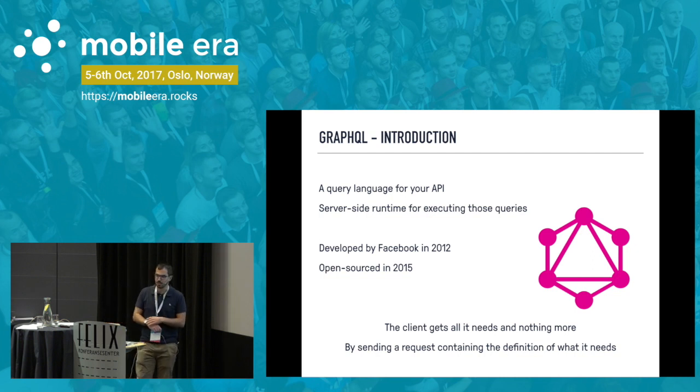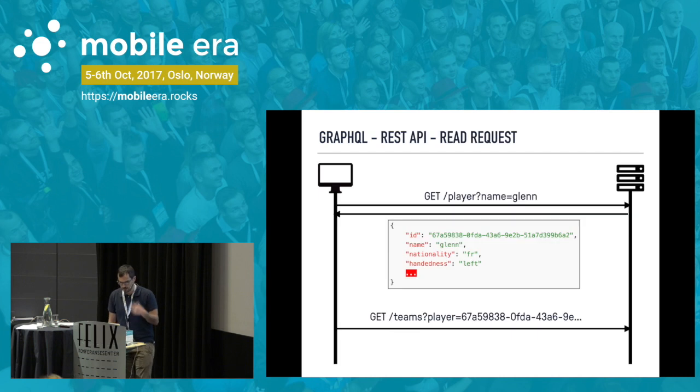For the story, it was developed internally by Facebook in 2012, and they open sourced their specifications and their implementation in 2015. But if I had to sum up the idea, it is that the client gets back from the server all it needs and nothing more. And to do that, it sends a request containing the definition of what it needs. But I'll give you an example, it will be more clear.